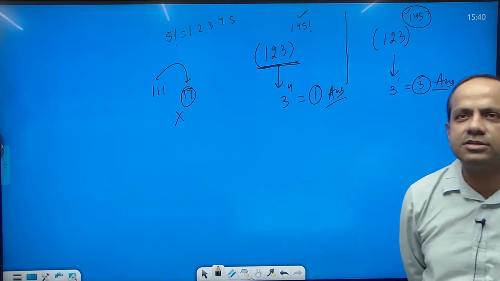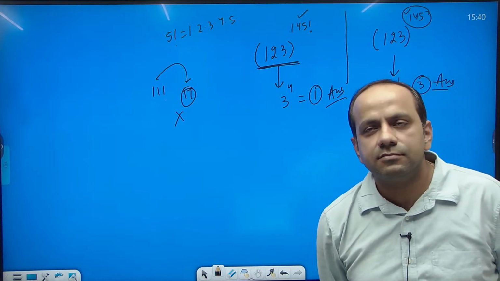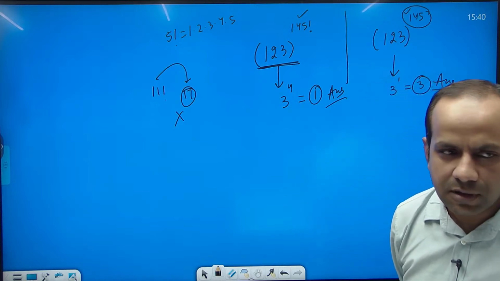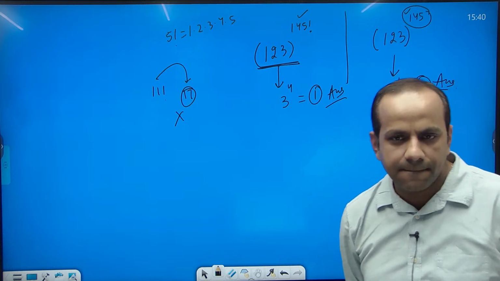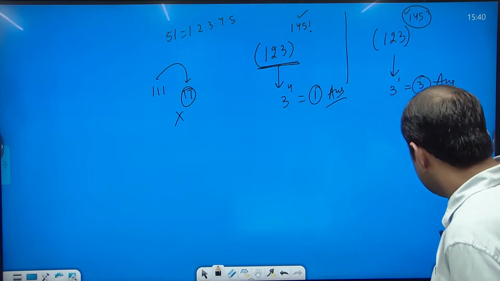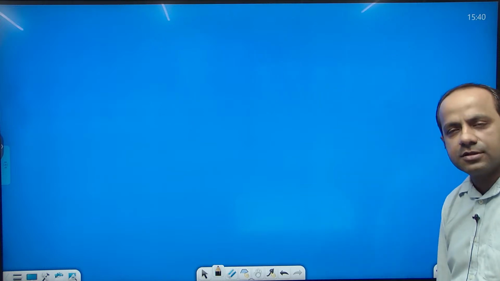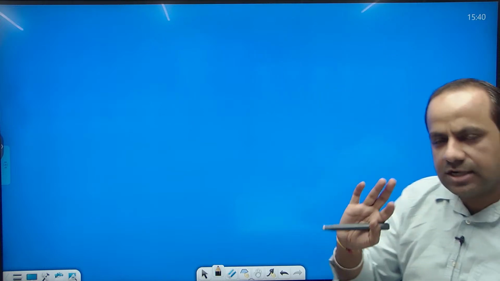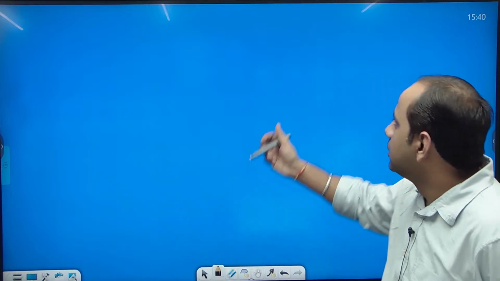Now any doubt in this? I hope this concept of factorial is clear. Okay, so I hope this confusion is clear now. So let's create new confusion.